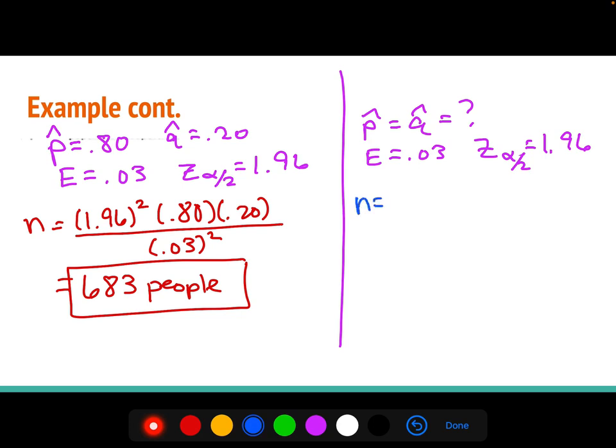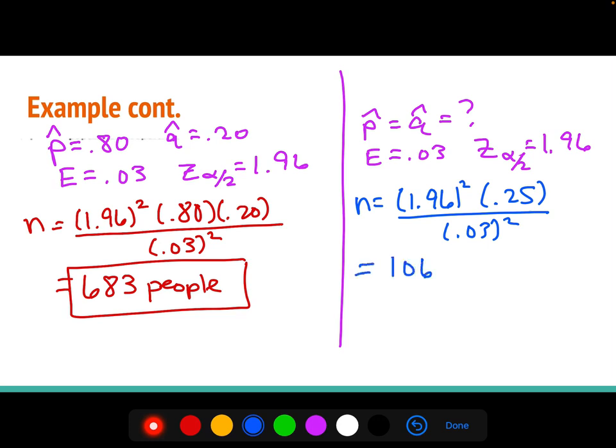Now, if I know nothing about it prior, no P hat, then I still put in my 1.96 squared, but I put in 1/4 and still my 0.03 for my error squared. And this time I would have to sample 1,068 people. So if I don't have any prior information or assumption about things, I have to have more people.